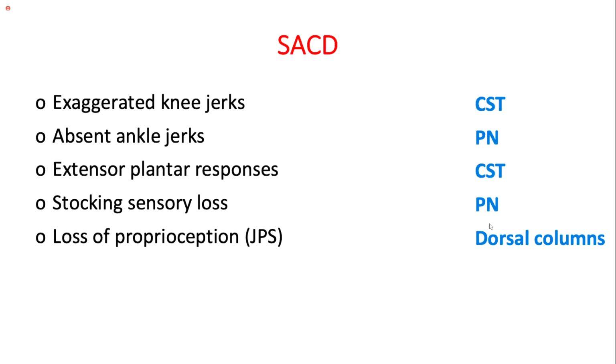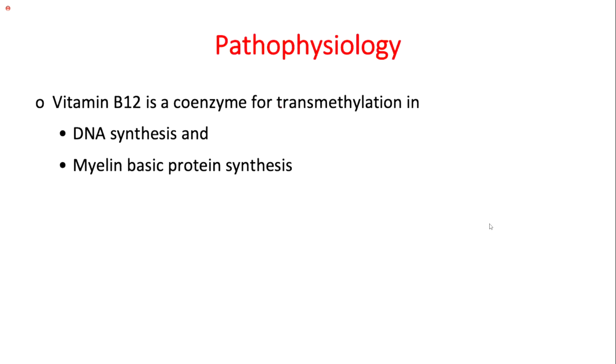So what is combined? The dorsal columns and the lateral columns undergo degeneration. And why is that? Because of vitamin B12 deficiency.